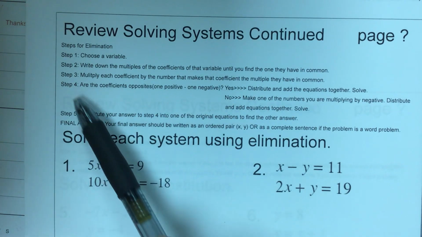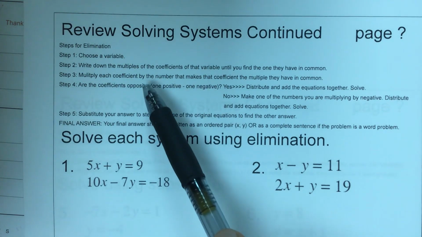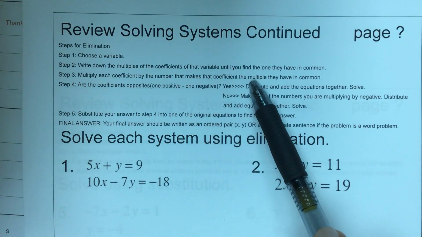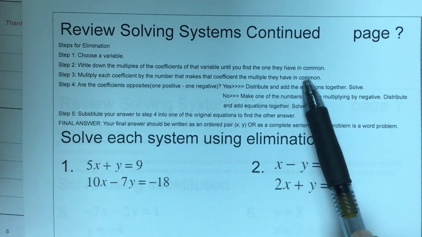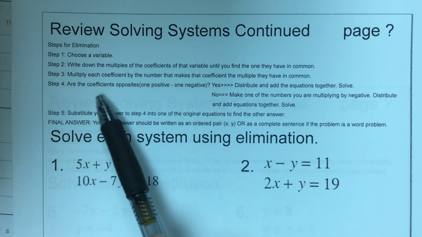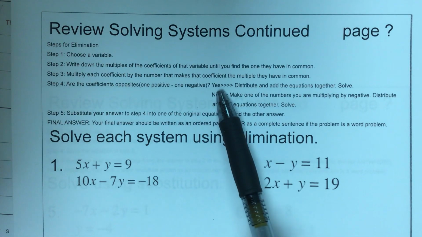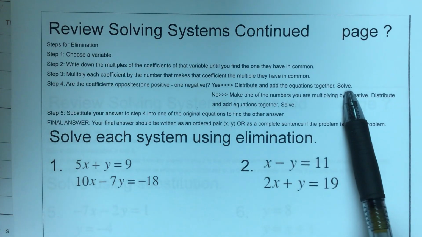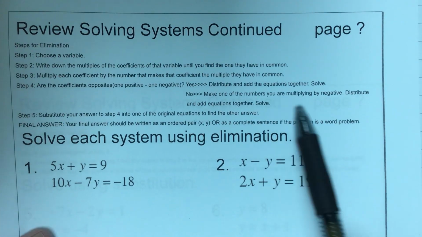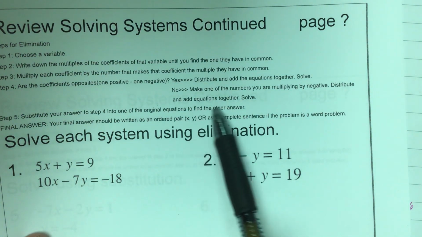I'll say that again. Multiply each coefficient and constant, because this is a constant, this is a constant, by the number that makes that coefficient the multiple they have in common. I'll show you what I mean by that in just a moment. And then step 4, you have to ask yourself, are the coefficients opposites? One positive, one negative. If yes, distribute and add the equations together and solve. If no, then make one of the numbers you are multiplying by negative, distribute, and add the equations together.